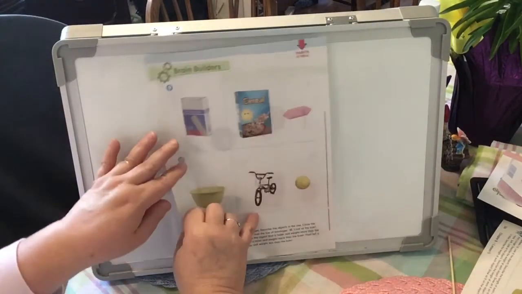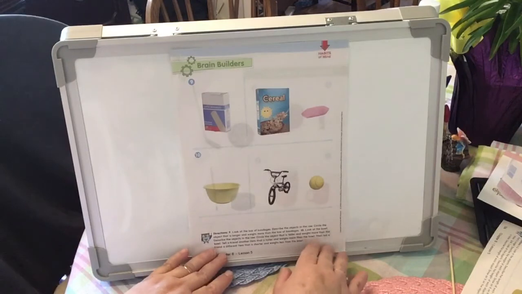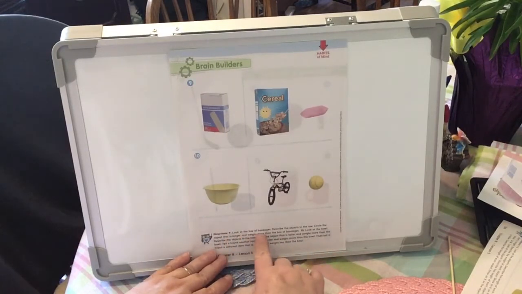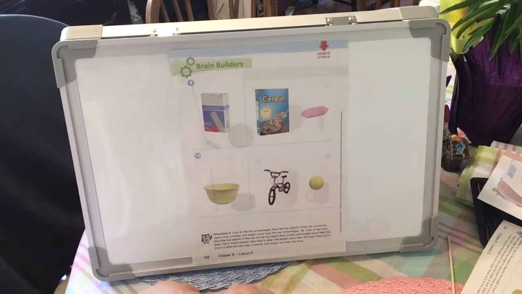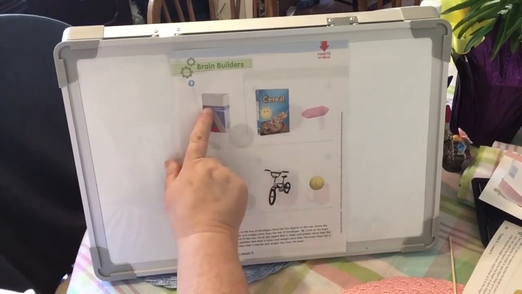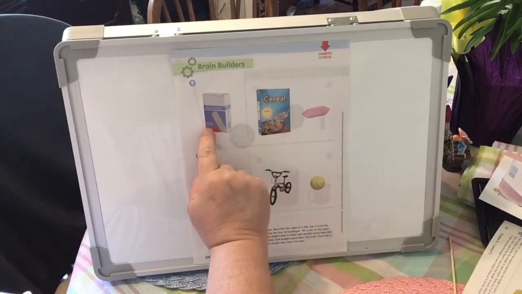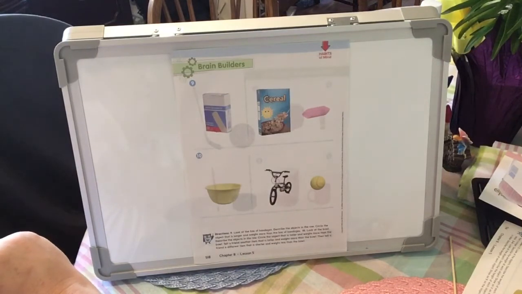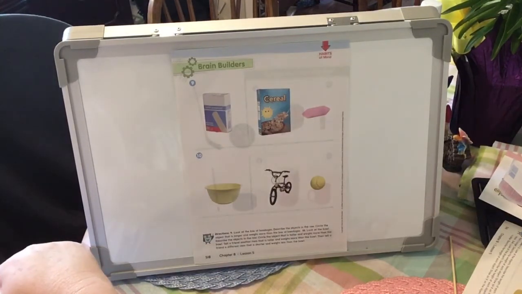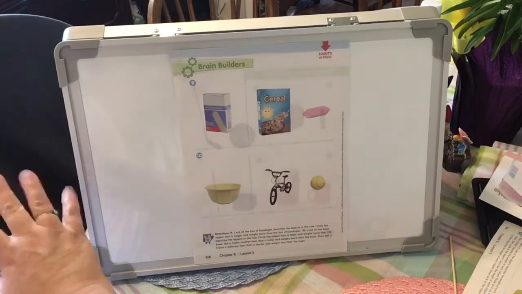And then on the back is a brain builder, and it says number 9, look at the box of bandages, describe the objects in the row, circle the object that is longer and weighs more than the box of bandages. So you have to look at this. This is what you're comparing these two objects to. If it's longer than the bandages, then you would circle it. So you're circling one object, one that is longer and taller, or longer and weighs more.